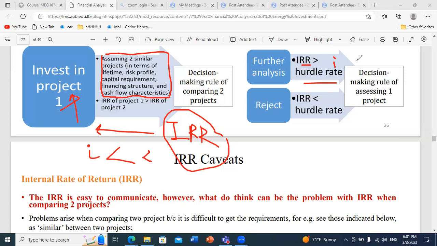In case it is larger, you can continue with analysis. You can try some strategies to enhance it more and more. But if you get an IRR smaller than I and you don't have any strategies that can make the IRR larger, then you should say I should stop here and reject the project. Because if IRR is smaller than I, this means you will get a negative net present value, so you will lose money. So of course you will not invest in a project where you lose money. Okay? Any question on this?